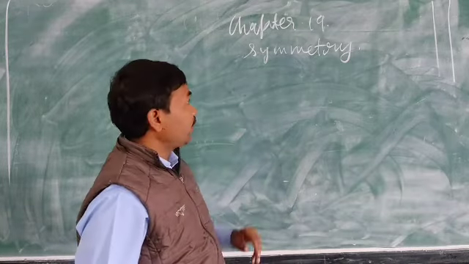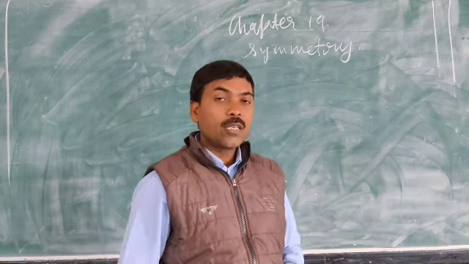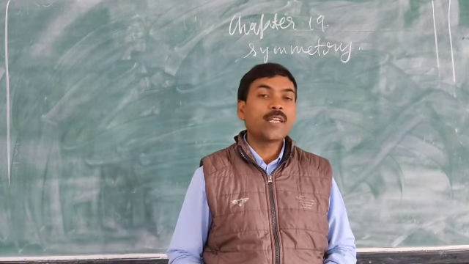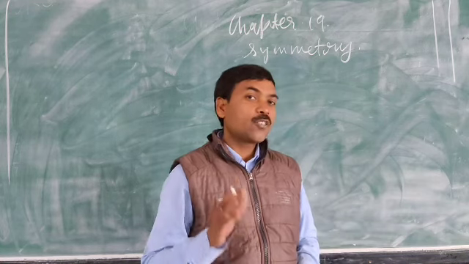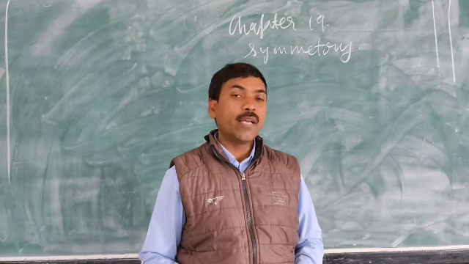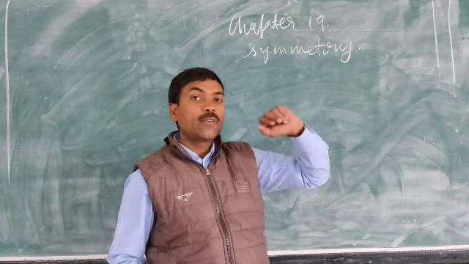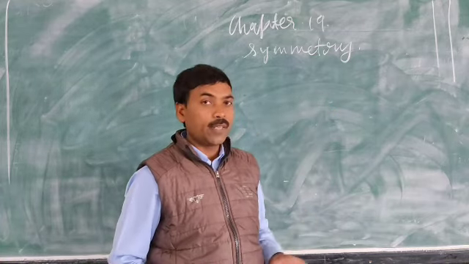Another way you can define a symmetrical figure: a figure which can be divided into two equal proportions is known as a symmetrical figure. That is, a symmetrical figure has two sides which are mirror images of one another.